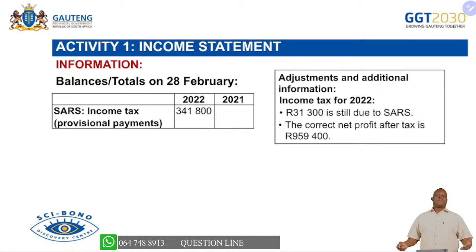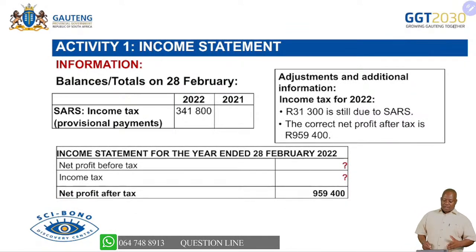When it comes to something like this, you must know that we just add those two figures to find the tax for the year. Remember, in the income statement, we want to know how much is the tax. So there we are. We are given our net profit after tax as the last figure there. Now, we don't know the net profit before tax. We don't know the income tax. Is it possible to find these figures? I think so. But the first figure that we can find with ease is the income tax.